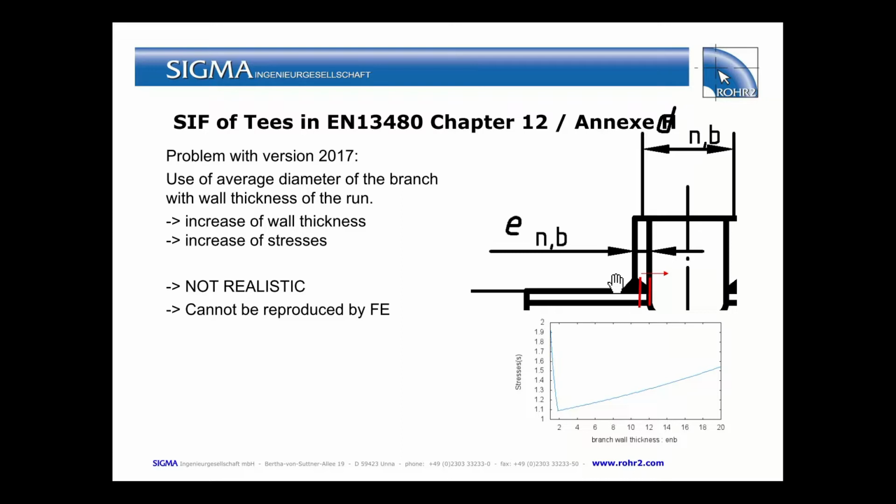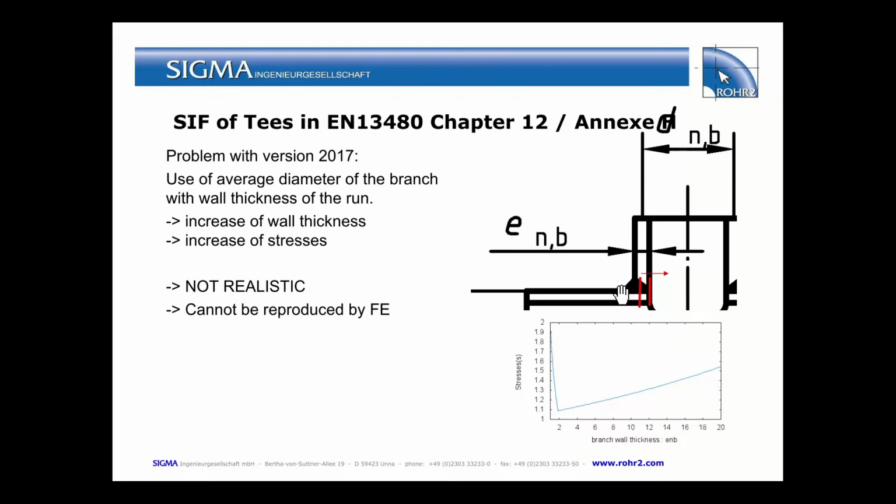To understand the problem with this current approach, we have to look at the section of the run around the branch, and currently it was evaluated based on the average diameter of the branch and the wall thickness of the run. Now if we take the situation where we keep the outer diameter of the branch constant and increase the wall thickness of the branch so that it goes thicker on the inside, the average diameter will decrease, and in that case the sectional modulus for the section that we evaluate will also decrease.